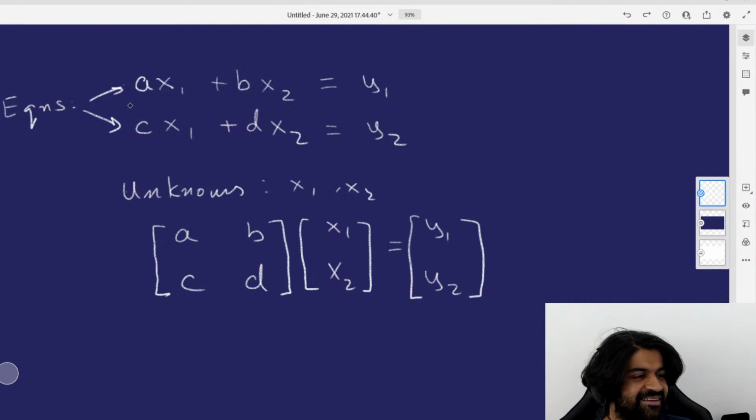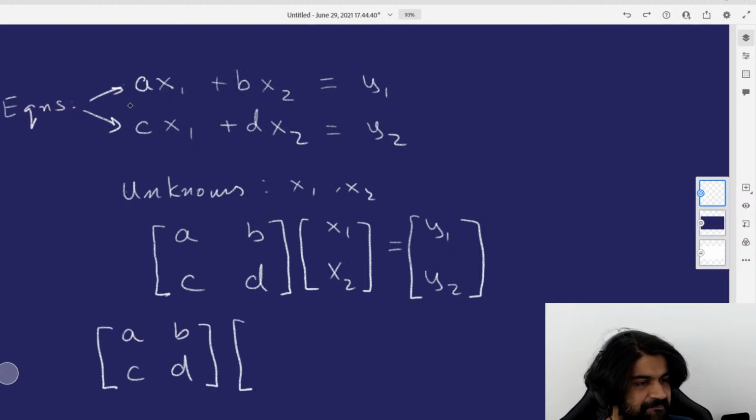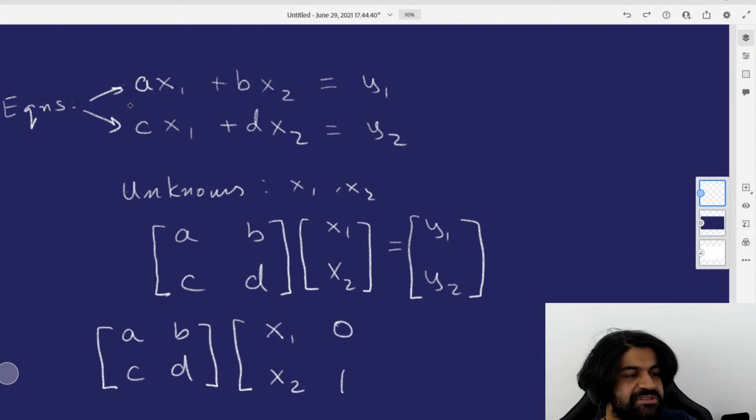So let me add something to this. I'm going to rewrite this: ABCD, x1, x2, 0, 1. So I threw in a 0, 1. Okay. Equals, well, what'll this equal?